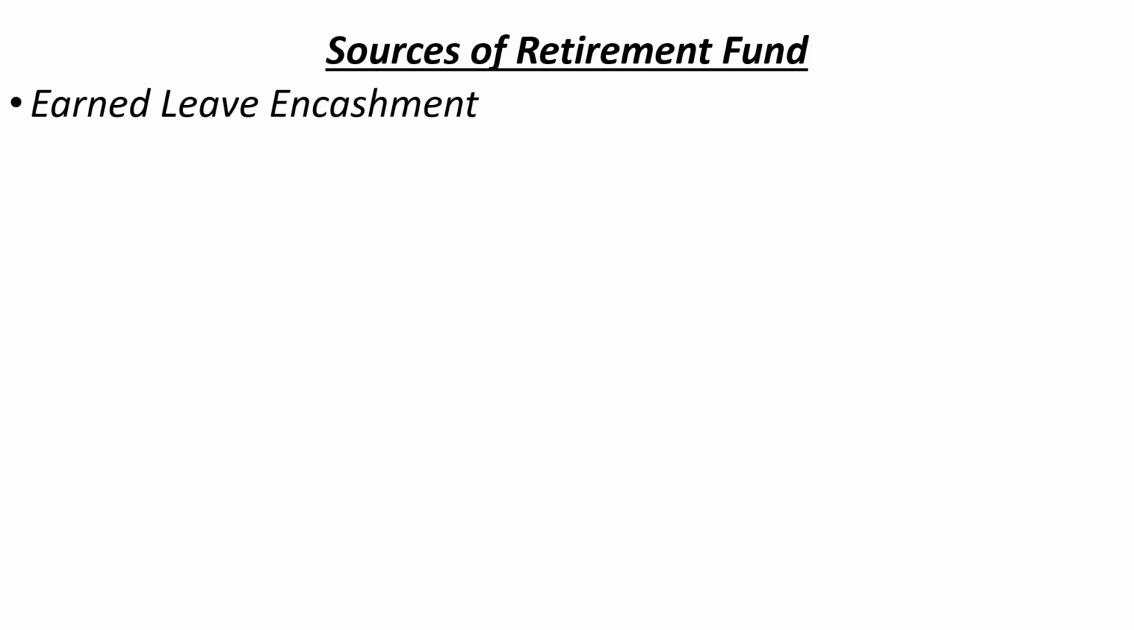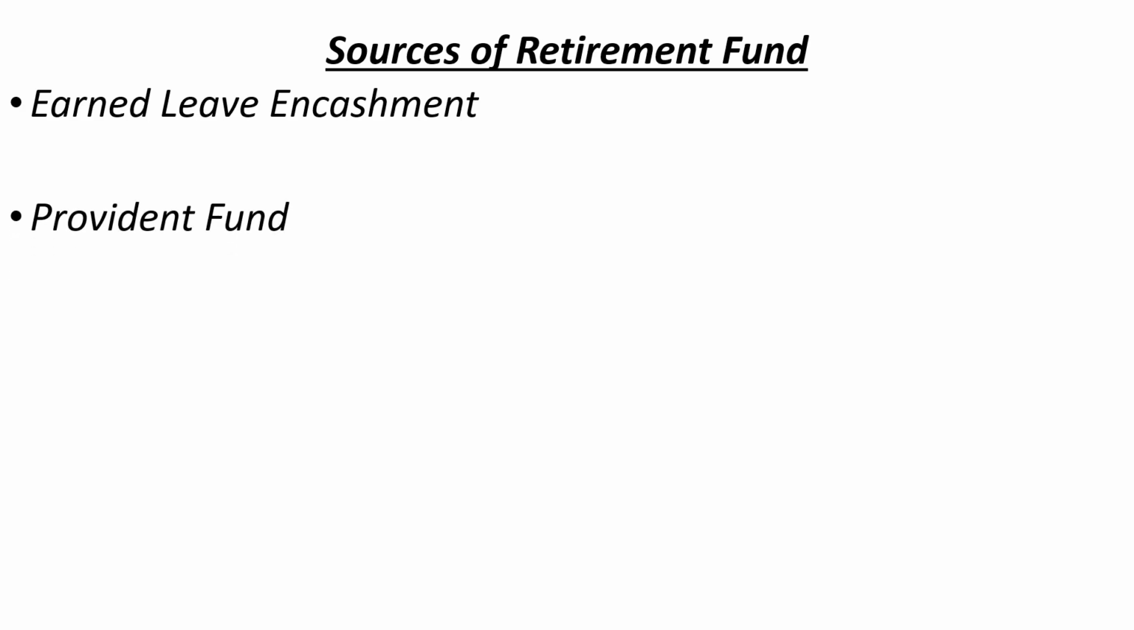What are the sources of retirement fund? Earned leave encashment. An employee will have unavailed earned leave to his credit on the date of retirement. He can encash the same on retirement and receive salary equivalent to the number of days of leave to his credit. For the purpose of calculation, salary year means basic pay and DA drawn on the date of retirement. The amount received towards earned leave encashment up to the limit of Rs 25 lakhs is exempted from income tax.